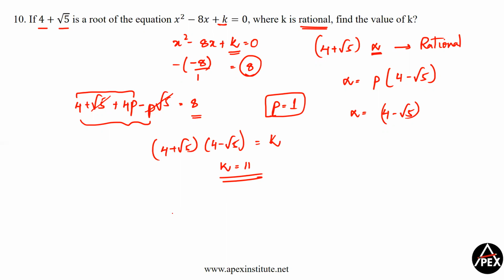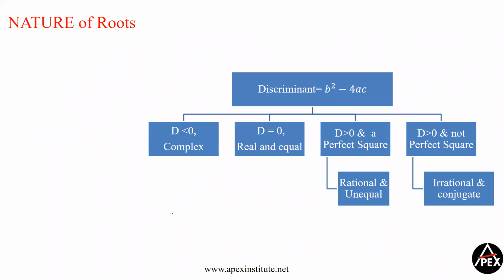Clear? Now coming to nature of roots. We have discussed two ways of finding roots. One is using factorization and the second one is using formula. So what is the formula to calculate the roots of any quadratic equation? Minus b plus or minus root of b square minus 4ac by 2a.